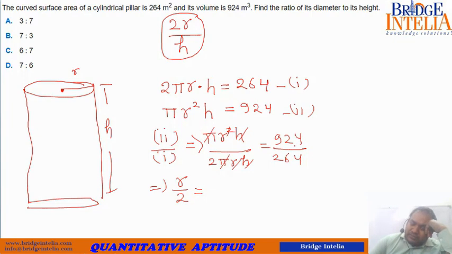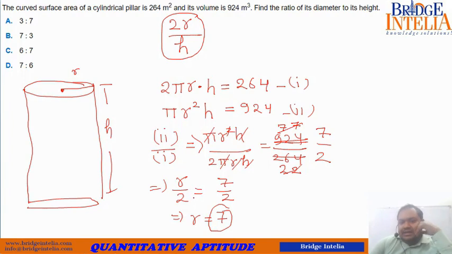Both are cancelable by, I guess, 12. Yes, 12 of course. So let's cancel this out. 12 sevens are 84, so this is 77. This is 22. So this is again cancelable by 11. So this is 7 by 2. So from here r by 2 is equal to 7 by 2, and you can see that r comes out to be equal to 7.